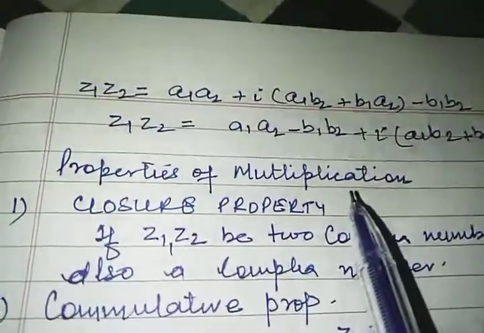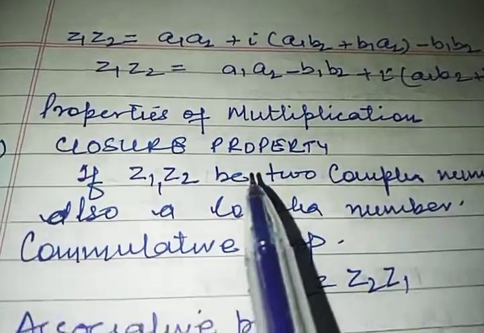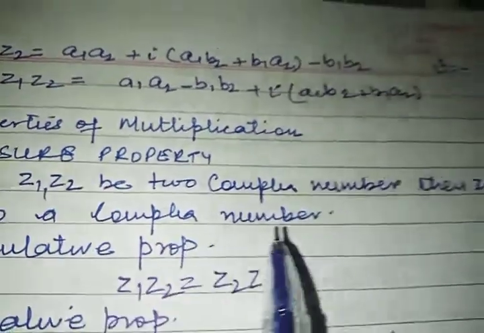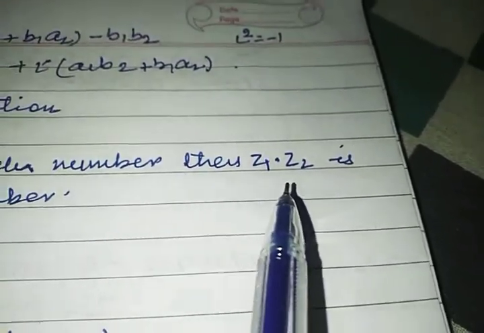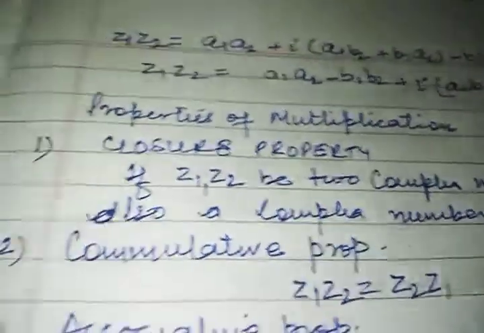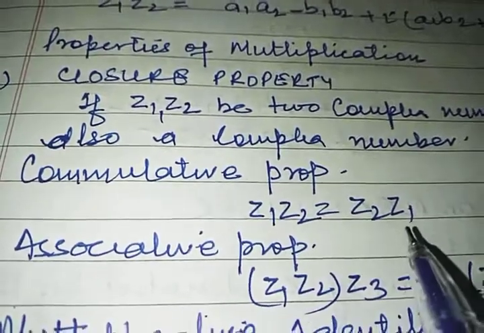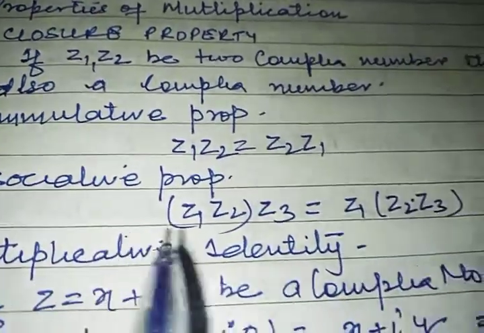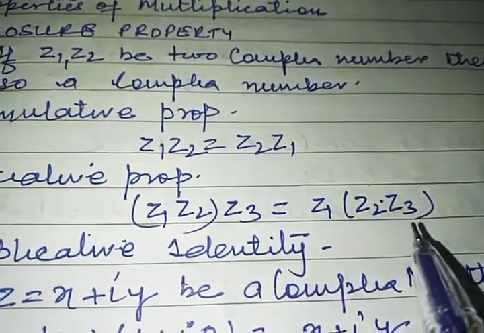Now, the property of multiplication always follows the closure property. If z1 and z2 are two complex numbers, then z1 dot z2 is also a complex number. You have seen above. Commutative property: z1 z2 and z2 z1 will be equal. Associative property: (z1 z2) z3 will be equal to z1 into (z2 z3).